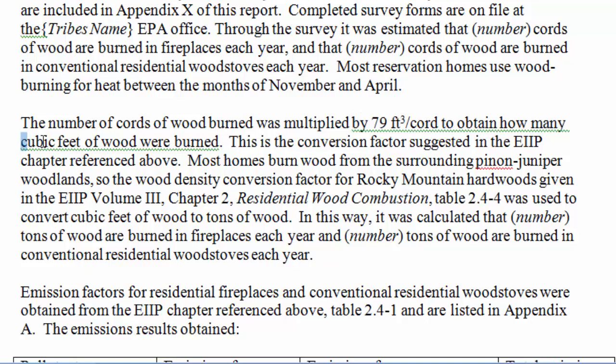Then once you've got the number of cubic feet of wood, then you need to make sure that you know what kind of wood. So for example, Rocky Mountain hardwood is really heavy and weighs 24 pounds per cubic foot. Now it may be that the wood burned in your area is lighter or even more heavy. And then once you get the number of pounds of wood burned, then you can divide by 2,000 to get tons, and that's what you need to enter into the TEISS calculator.